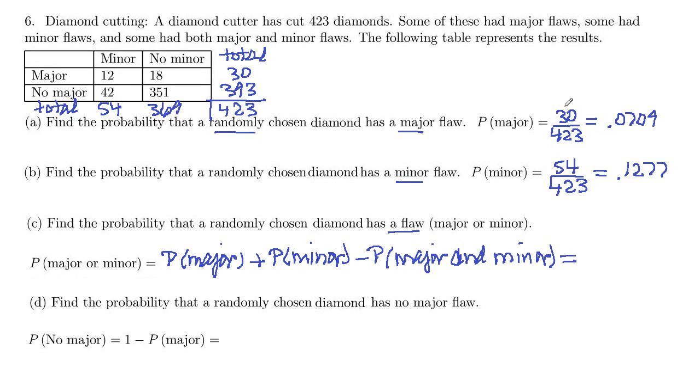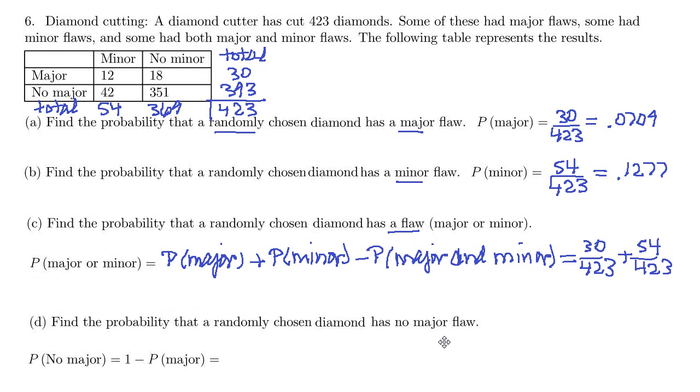So major flaw we already did, 30 out of 423. Plus probability of a minor, that's 54 out of 423. And then we want to subtract out the overlap. So major and minor flaw. So major flaw here, minor flaw here. There are 12 that had major and minor. So there's 12 in the overlap. So this would be minus 12 out of 423.